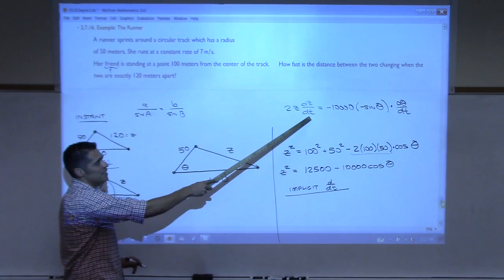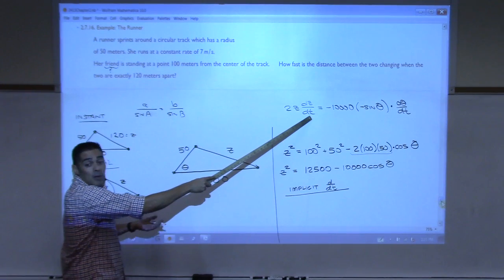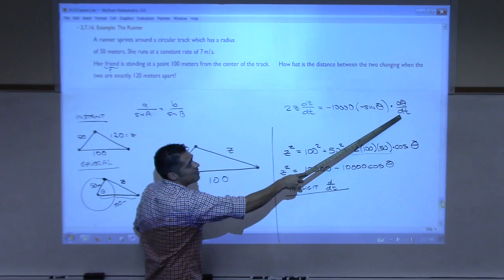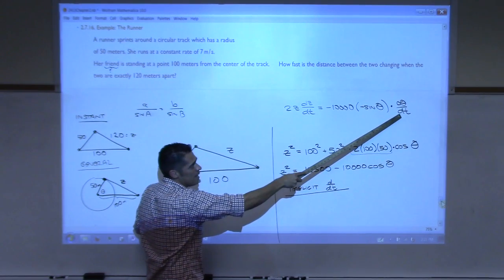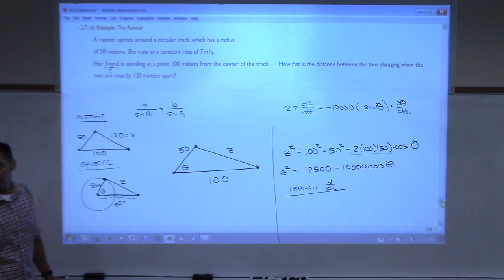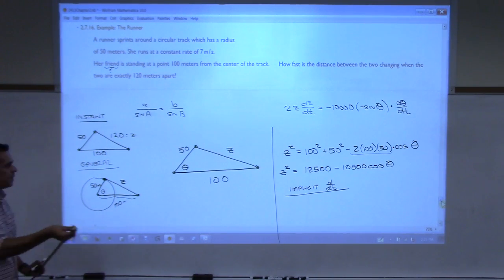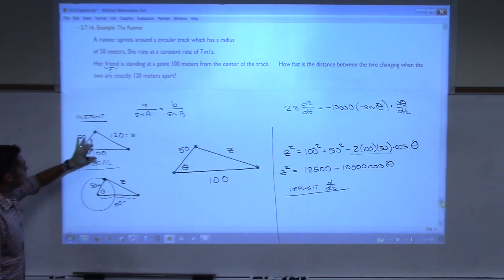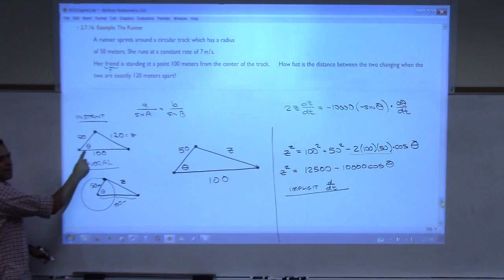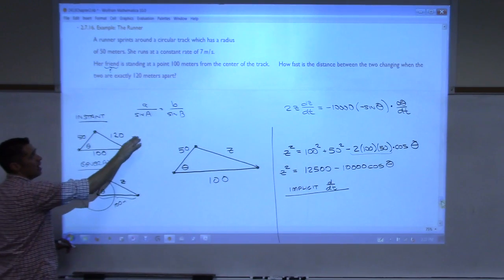Do I know dz dt? Yes. Well, that's what we want, right? So I'm happy it's there. D theta dt, do I know that? Yes. Theta, I don't know. But I can now come back to this picture. Theta is this angle right here. Can you solve for this angle if you know all the sides?